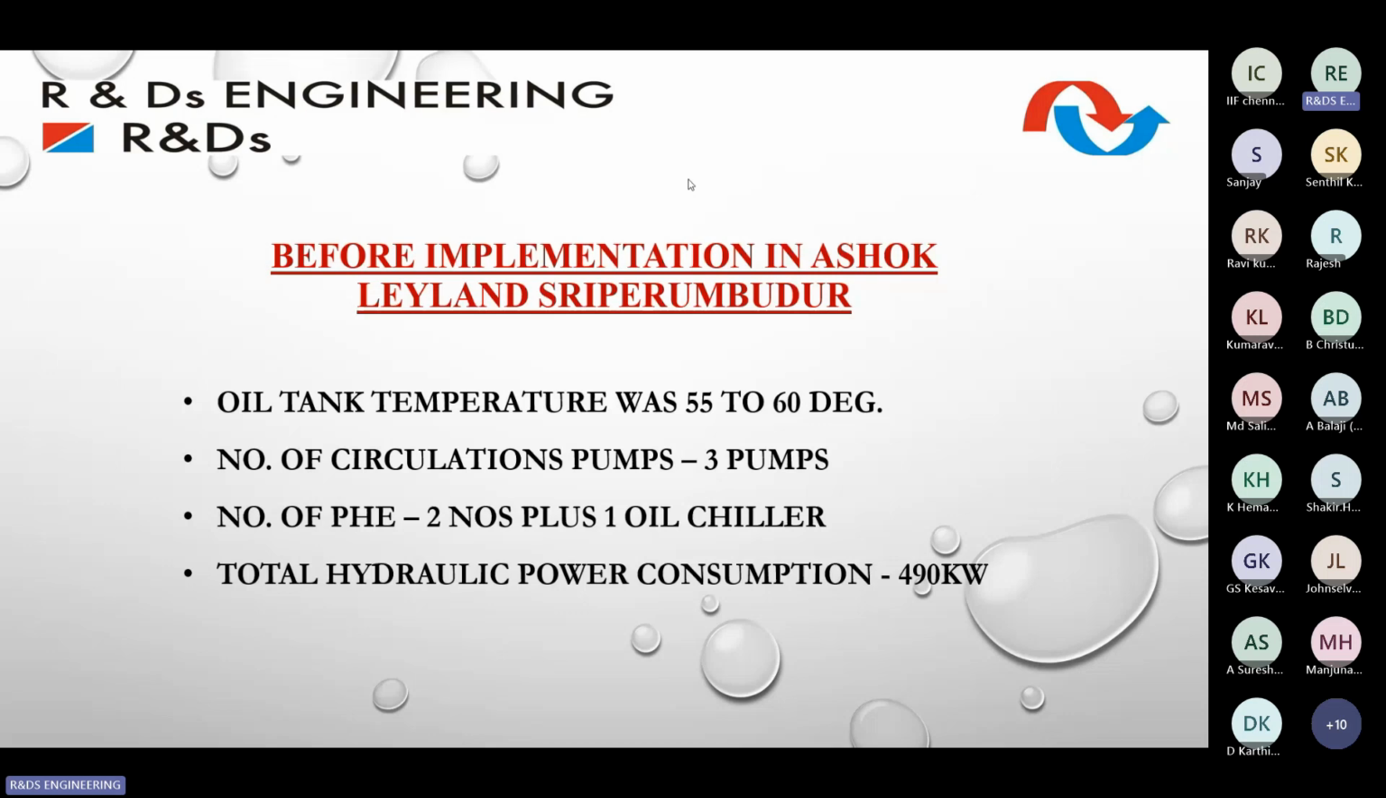Before implementation, the oil tank temperature was around 55 to 60 degree. The total number of circulation pumps was 3, one circulation pump of 11 kilowatt and others. They were using a total of 3 heat exchangers, plus one oil chiller. And the total hydraulic power consumption was 490 kilowatt. This was the scenario before implementation.